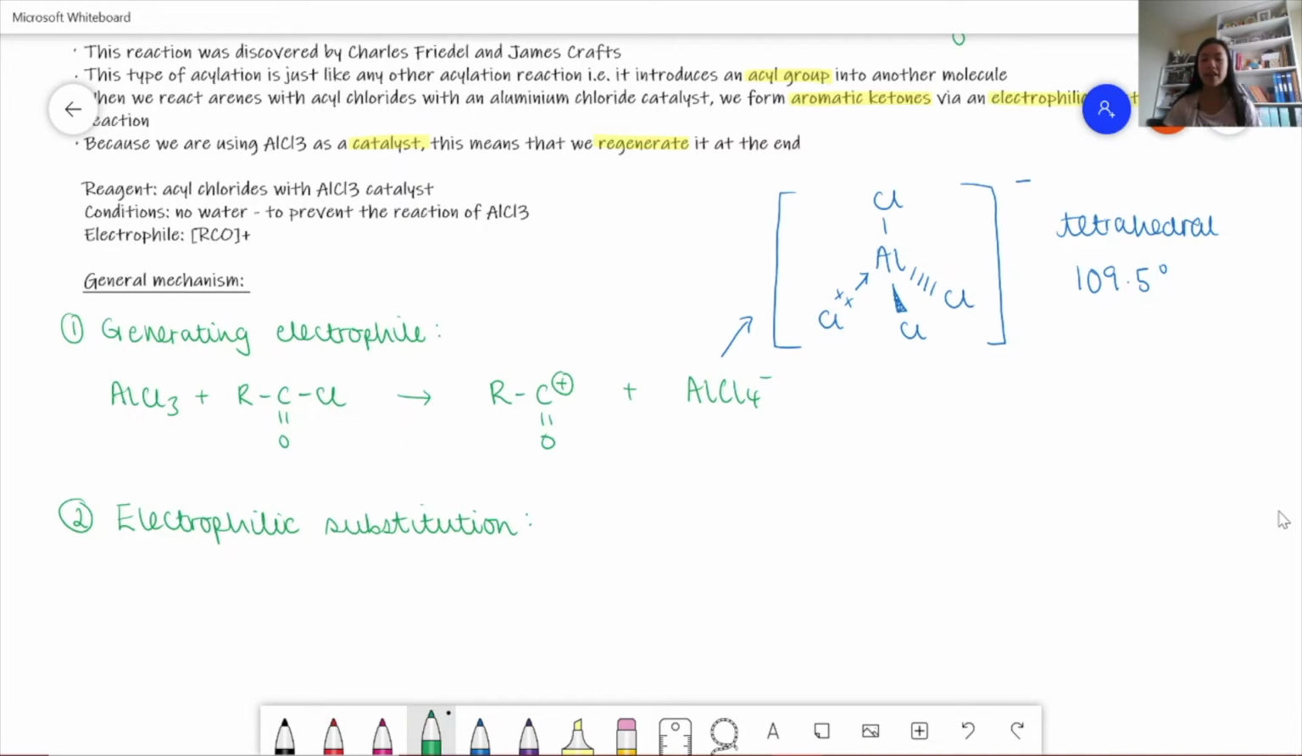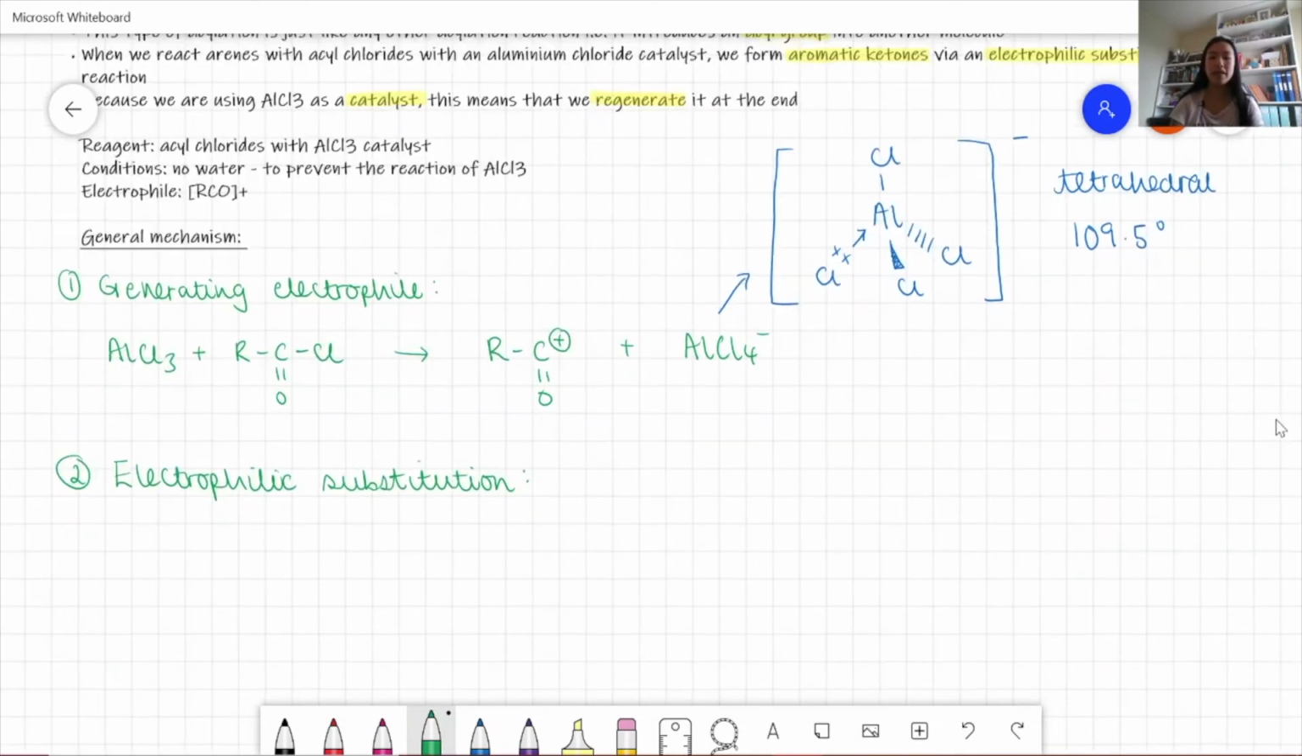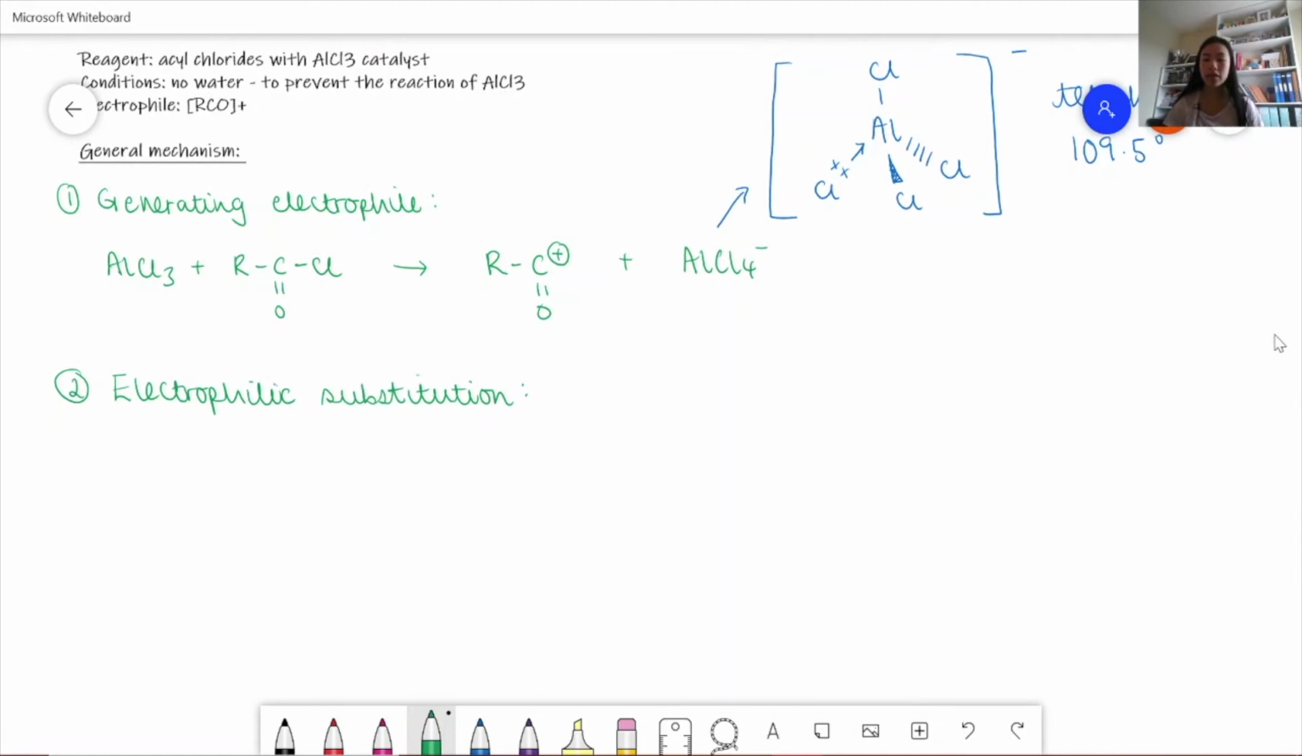So what we have is, first, let's start off with benzene. So we have benzene, and then we have the incoming electrophile. So this RC double bond O with a positive charge. And because we have this high electron density in the benzene, again, because of the delocalized electrons, they are attracted to this positive charge. And so this is how the electrophile attacks the benzene.